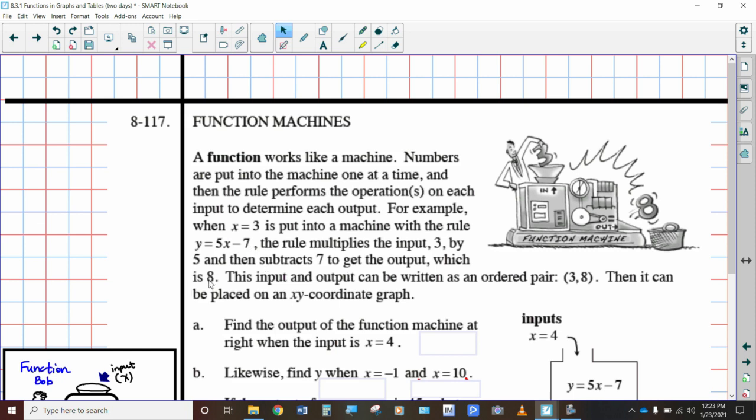Okay, so you can clearly see this is what we've been doing all year long. Even a little bit in 7th grade, we were doing that a little bit. So this input and output can be written as an ordered pair as 3, 8, or you can just write it as x equals 3, y equals 8. You can do it that way as well, and it could be plotted on a coordinate graph.